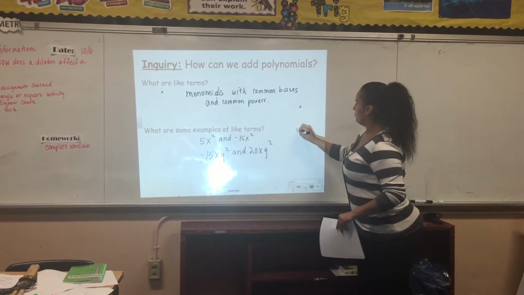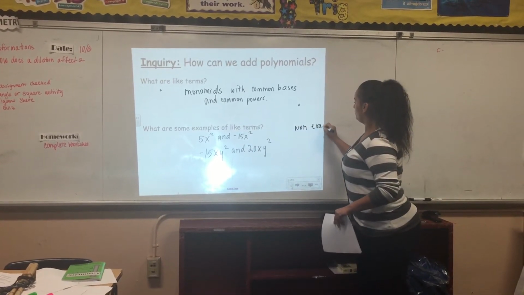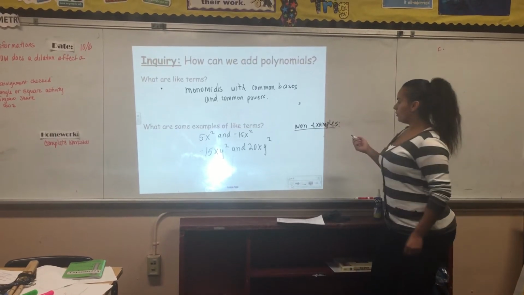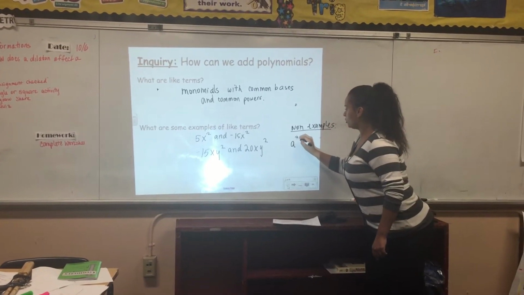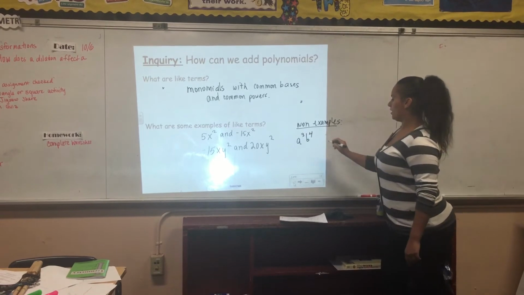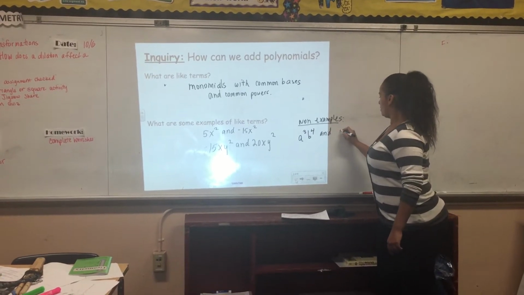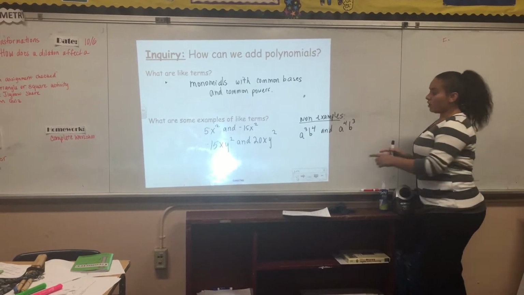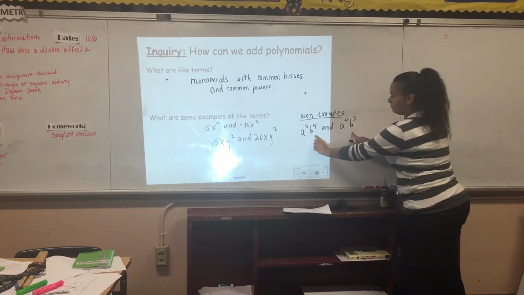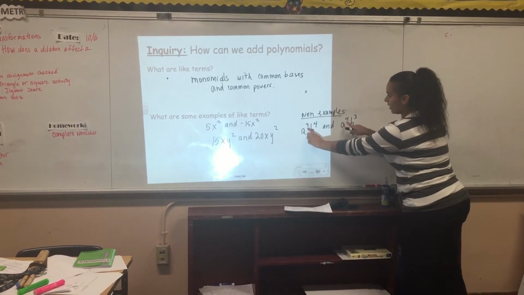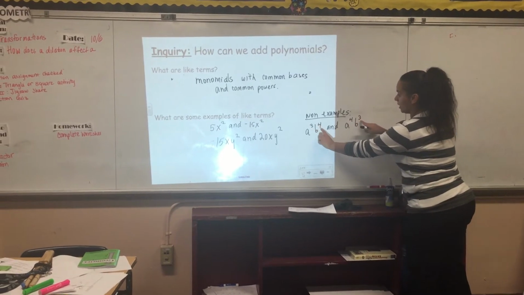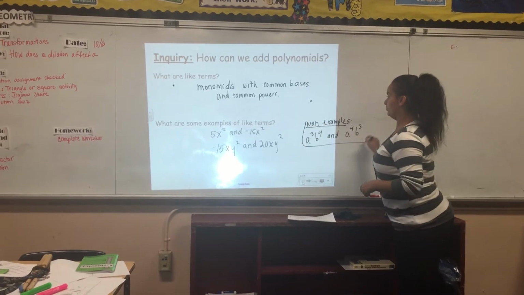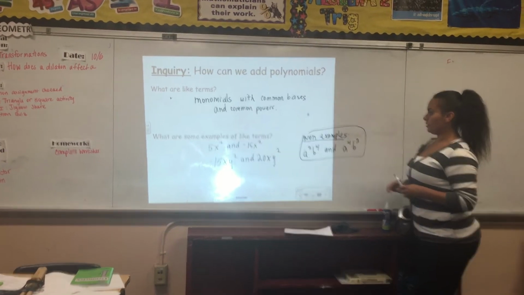Let's give a non-example. For example, if I told you a cubed b to the fourth and a to the fourth b to the third. Notice they have similar bases, a and b, but the powers for a are not the same and the powers for b are not the same. So this is a non-example of like terms.